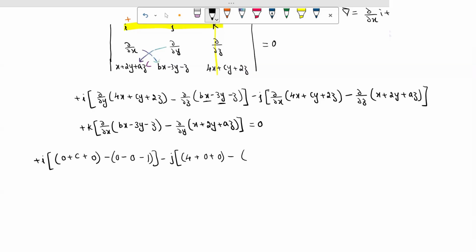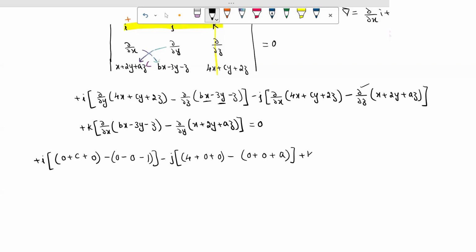Now it is dou by dou z of, which means that when you're trying to differentiate partially with respect to z, x and y are constant. So first term x is a constant, its derivative will be 0. 2y constant, its derivative will be 0, plus a into differentiation of z with respect to z will be 1. So a times 1 will be a.